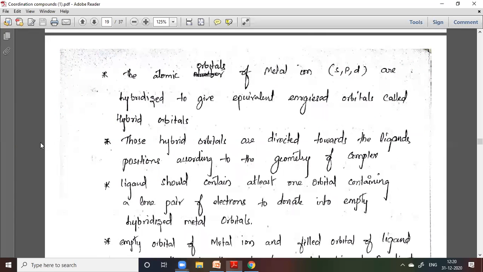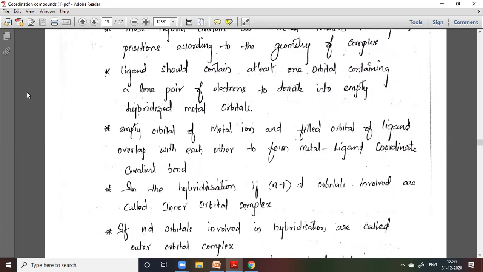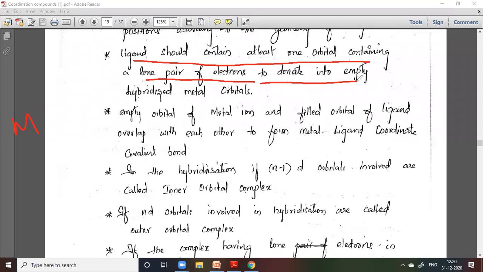So see here, the next point: ligand should contain at least one orbital containing a lone pair of electrons to donate into the empty hybridized metal orbital.